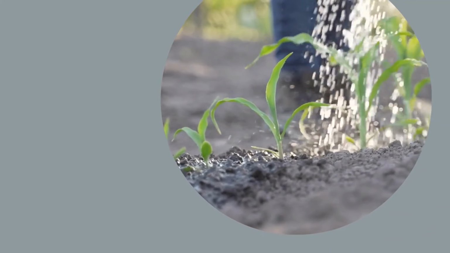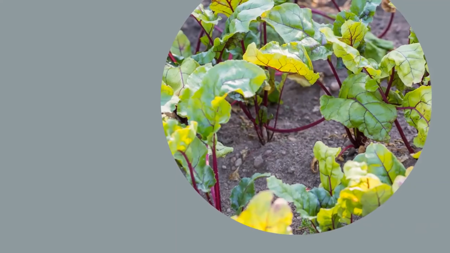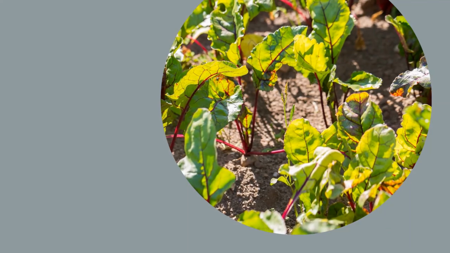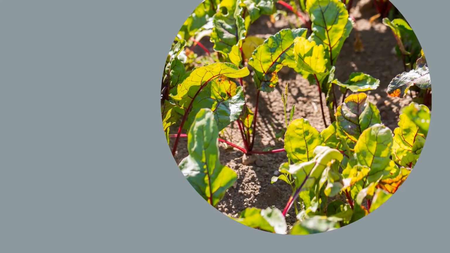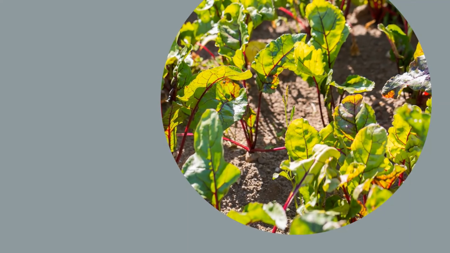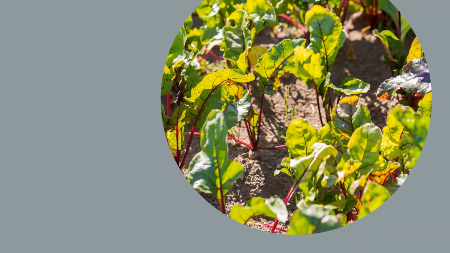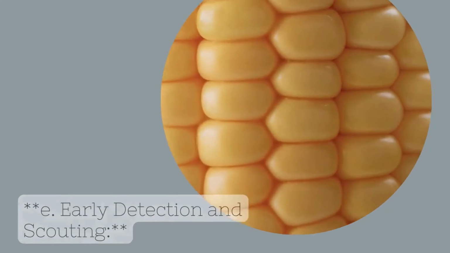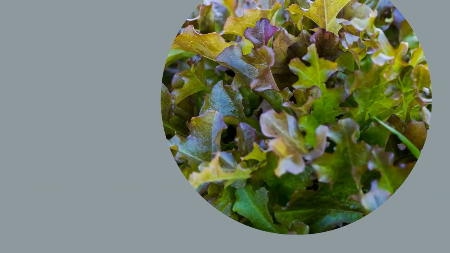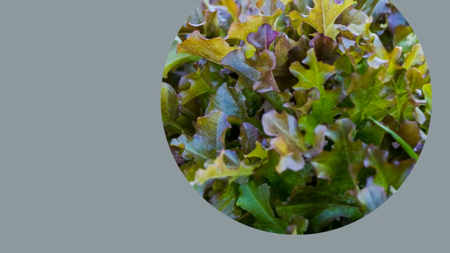Practices like crop rotation, where corn is not grown in the same field consecutively, disrupt the life cycles of many pests and pathogens. Additionally, maintaining proper plant spacing, which promotes good air circulation, can help reduce the incidence of fungal diseases. C. Resistant varieties. Choose corn varieties that have been bred for resistance to specific pests or diseases prevalent in your region. Resistant varieties have genetic traits that make them less susceptible to certain pests and can significantly reduce the need for chemical intervention.